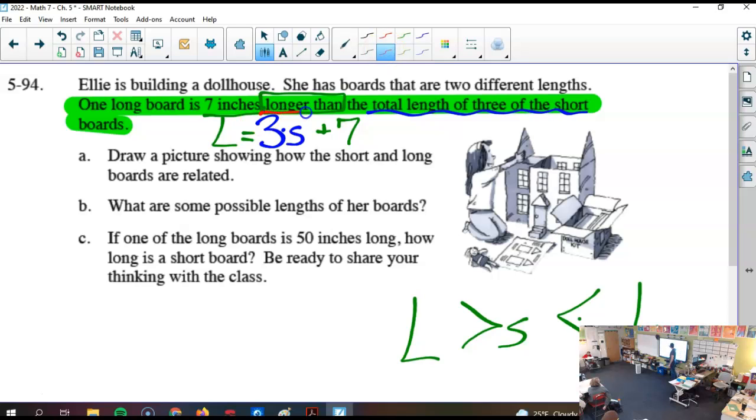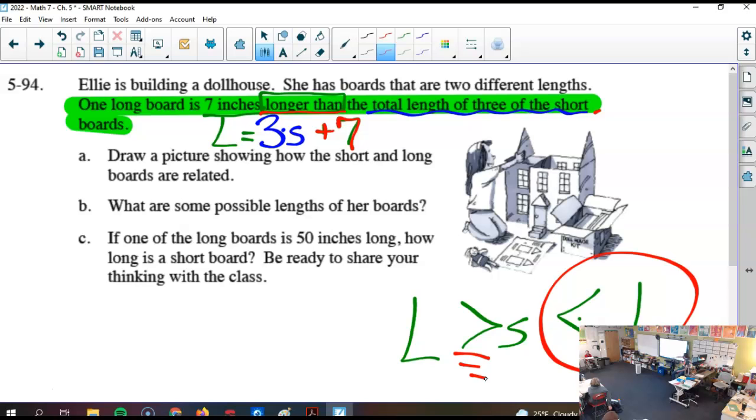Are there questions on how I got this expression? The long board is 3 short boards plus 7. That is what this statement says, just in a different way. The long board is 3 short boards and 7 more. That's why we're going over it. That longer than does not necessarily mean an inequality, which actually this would be longer than, right? That's not what that means. It means add on to.